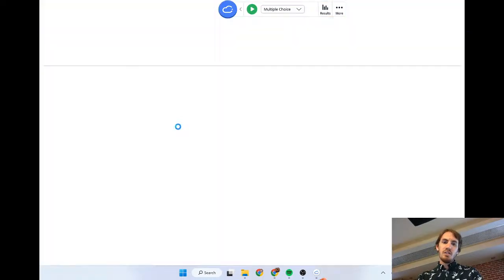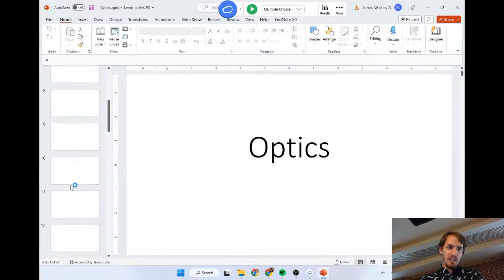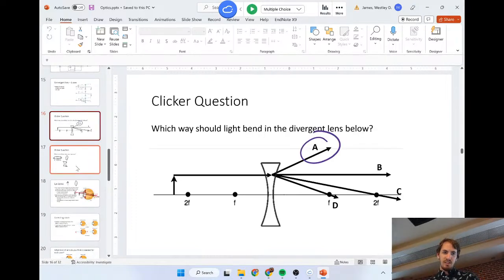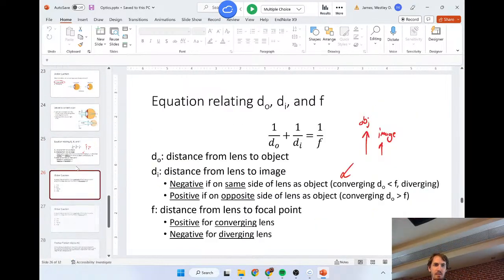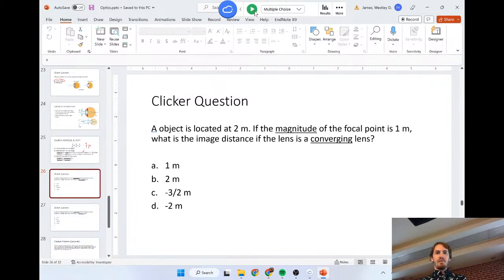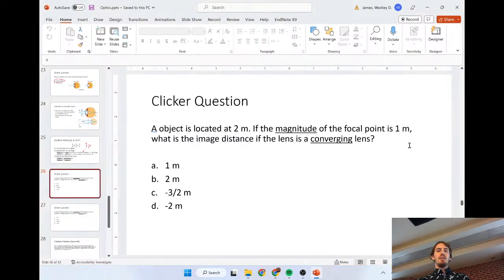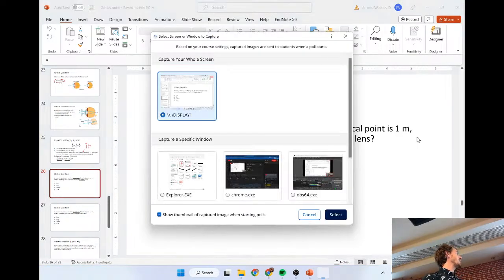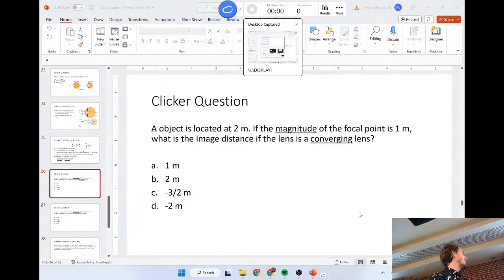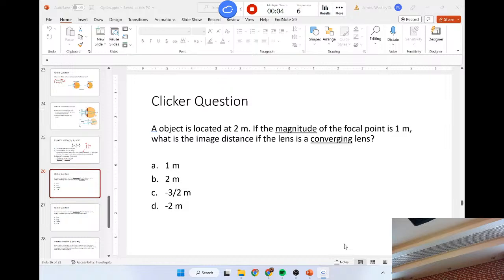So the first question is, an object is located at 2 meters. If the magnitude of the focal point is 1 meter, what is the image distance if the lens is a converging lens?